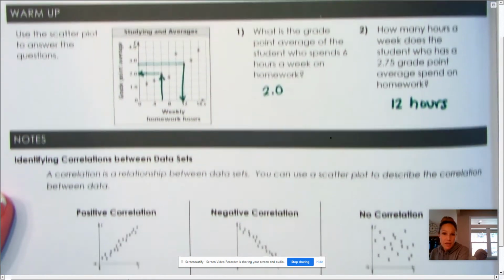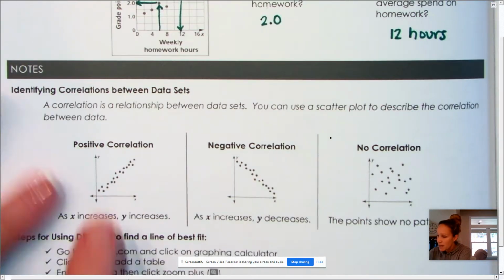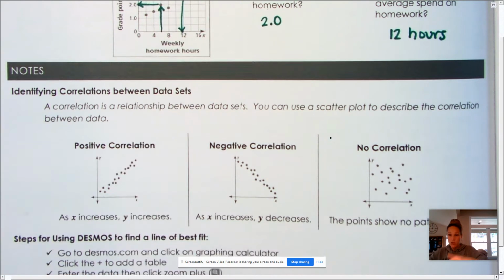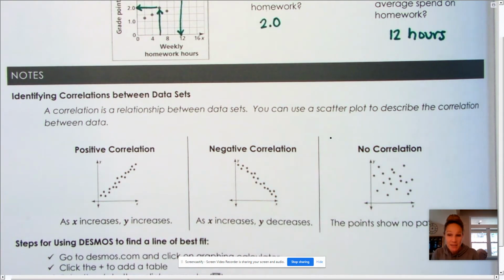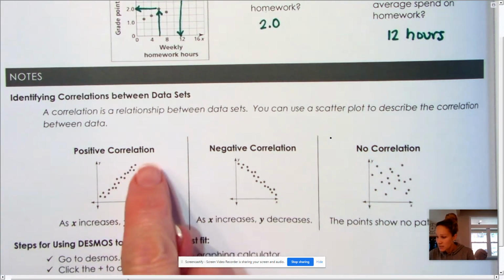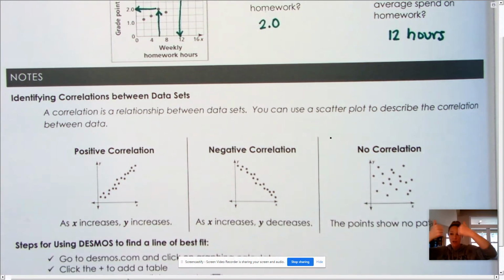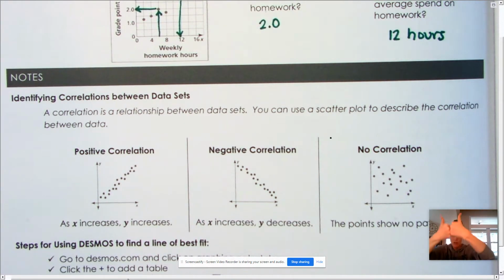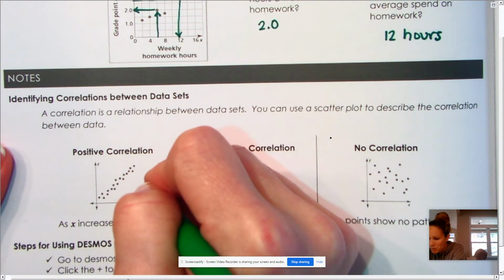So if as x goes up, y goes up, if they travel together, that's a positive correlation. So for instance, as x goes down, y goes down. So they either both go up or both go down. They travel together. That's a positive correlation. The slope of that would be positive.